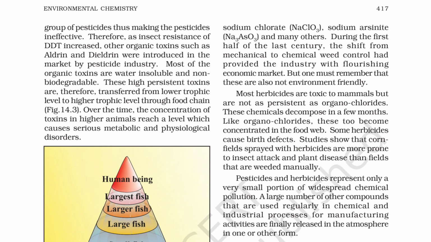Therefore, as insect resistance to DDT increased, other organic toxins such as aldrin and dieldrin were introduced in the market by the pesticide industry. Most of the organic toxins are water insoluble and non-biodegradable. These highly persistent toxins are, therefore, transferred from lower trophic level to higher trophic level through the food chain. Over time, the concentration of toxins in higher animals reaches a level which causes serious metabolic and physiological disorders.